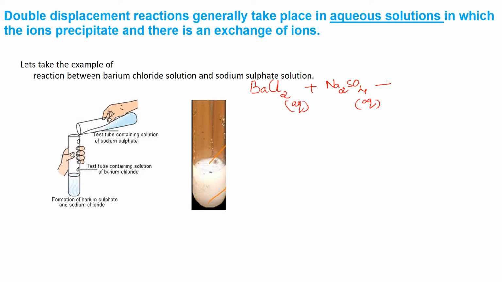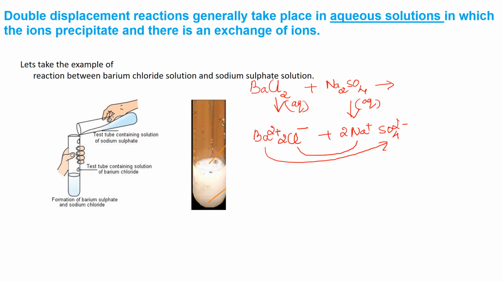Now what happens? These will dissociate into ions. What is the next step? Ba2+ and 2Cl- ions are formed, and they will combine with 2Na+ and 1 SO4 2- ion. See how they dissociate into ions. Barium chloride has dissociated into barium ion and chloride ions, and sodium sulfate has dissociated into 2 sodium ions and 1 sulfate ion. Now the mutual exchange of ions will take place. Barium will combine with sulfate ion, and chloride ion and sodium will combine together.